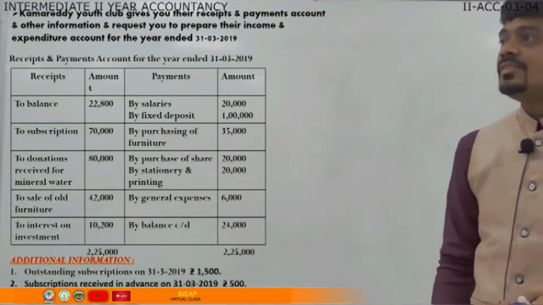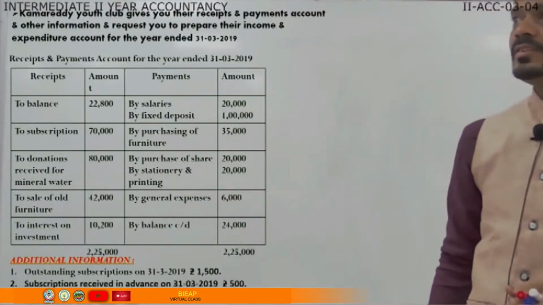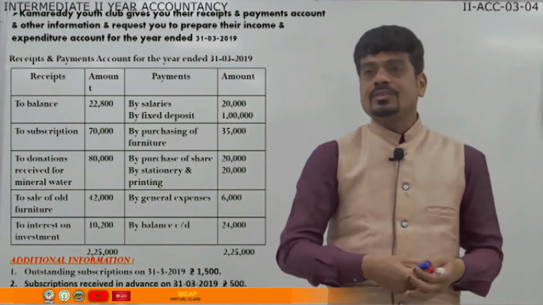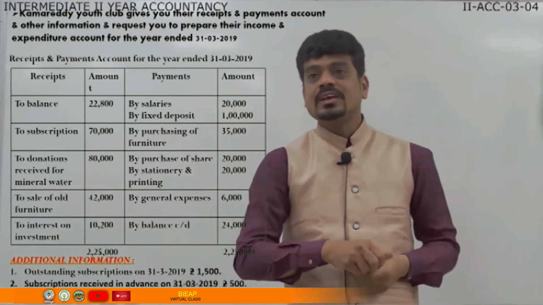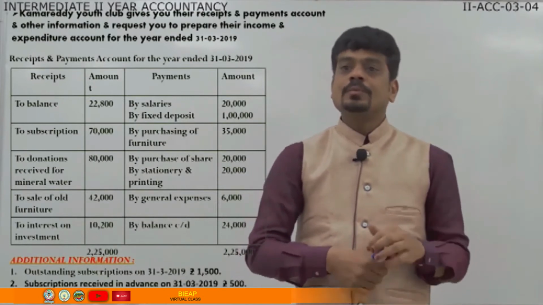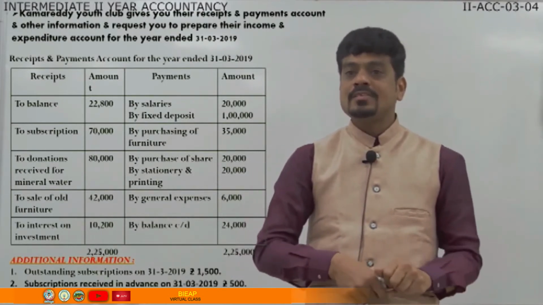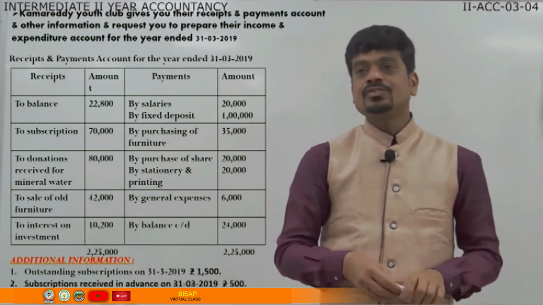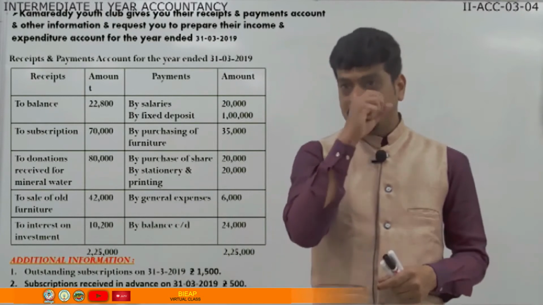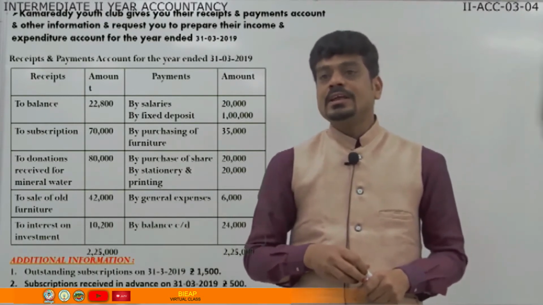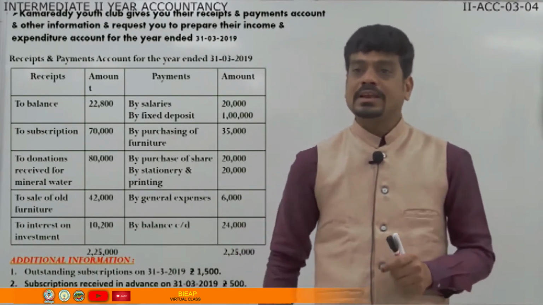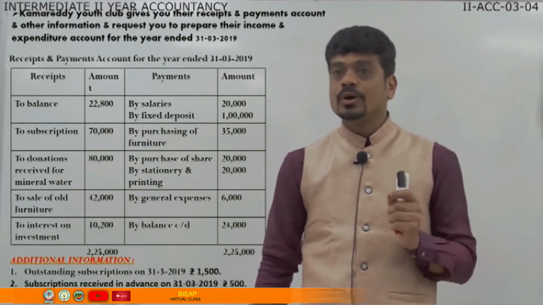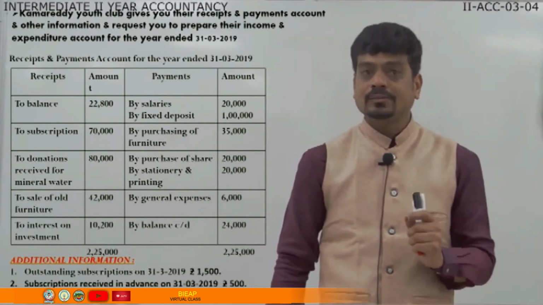So, having discussed the first solution, now here is the second question. Kamareddy Youth Club gives you their receipts and payments account and other information and requests you to prepare their income and expenditure account for the year ending 31st March 2019. So, the year is again 2019, so focus should be 2018 to 19.